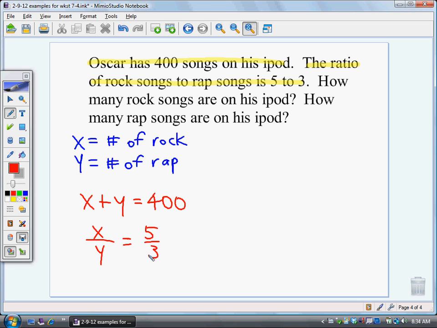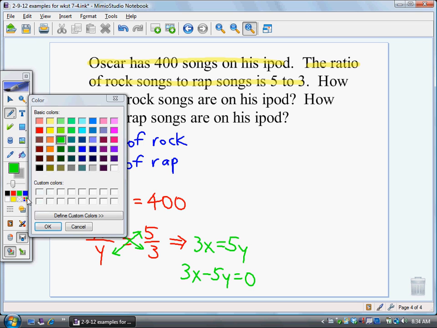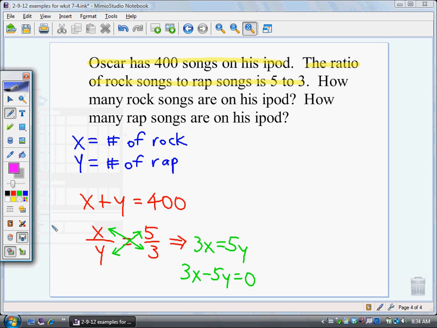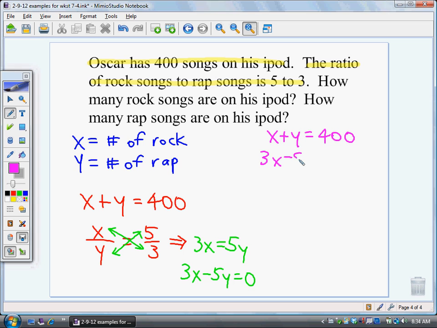This equation, you could cross multiply, and you could get that 3x is equal to 5y. Now you get your x's and y's on the same side of the equation. You get 3x minus 5y equals 0. And now you're just ready to solve your system. You have that x plus y is 400. You have 3x minus 5y is equal to 0.